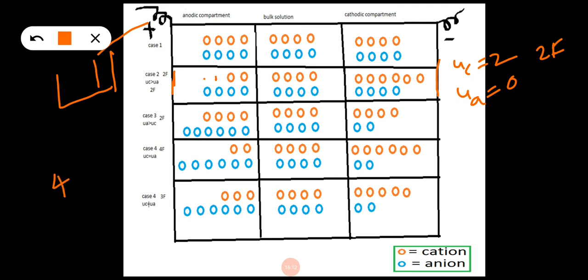So already the existing initial concentration is 4, and 2 are brought into the solution by nitrate ion. So the expected increase is 4 plus 2. But the found concentration after electrolysis is only 4. So the difference in the concentration is 6 minus 4, that is equal to 2.